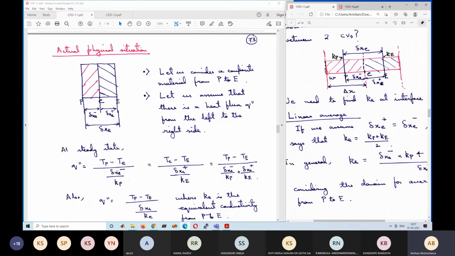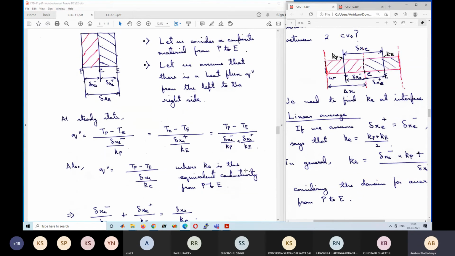So (Tp − Te)/(Δxc⁻/Kp) should be equal to (Te − TE)/(Δxc⁺/KE). Okay. And if we add these two together, we also get that this is equal to (Tp − TE) divided by (Δxc⁻/Kp + Δxc⁺/KE). Okay, this is the heat flux.